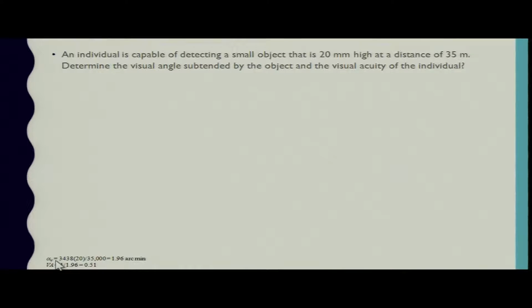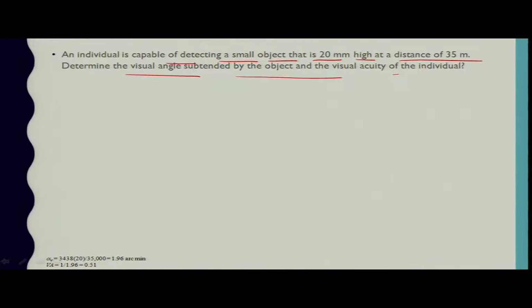So here, the first kind of problem, you can see from this slide, is that an individual is capable of detecting a small object that is 20 mm high at a distance of 35 meters. Determine the visual angle subtended by the object and the visual acuity of the individual. How will you calculate this visual angle and visual acuity?